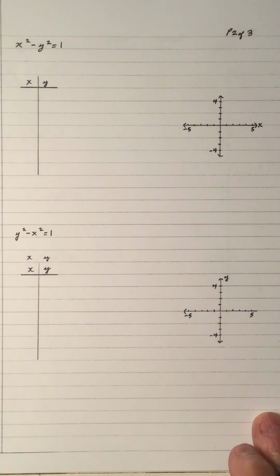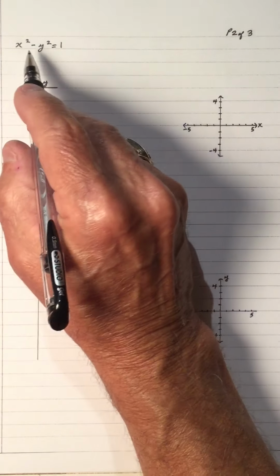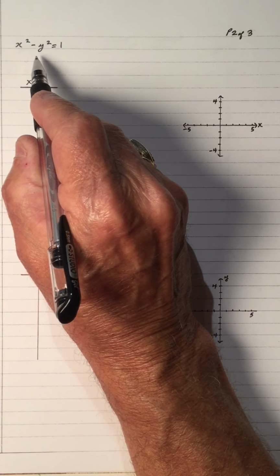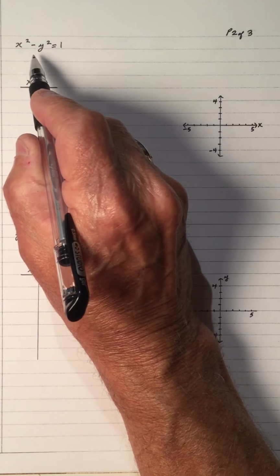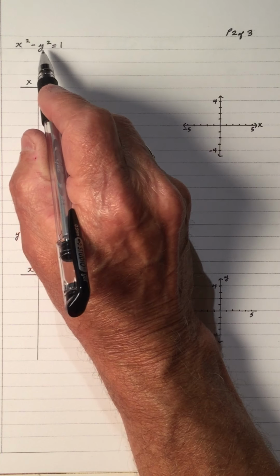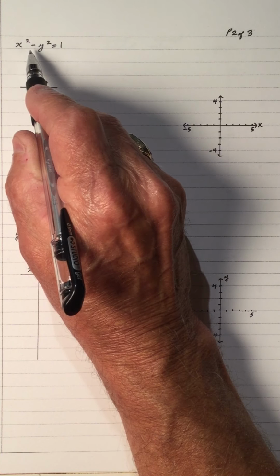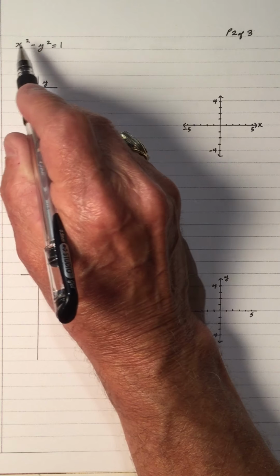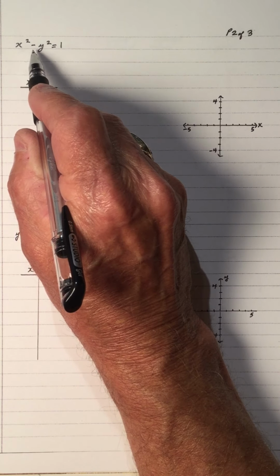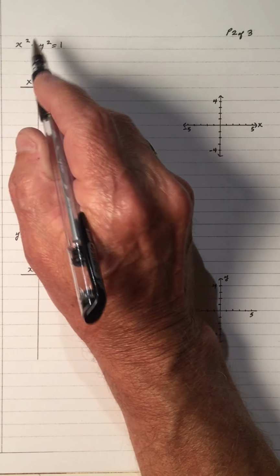Hi, welcome to my video on the transformational form of a hyperbola with center 0, 0. We have an equation here, x squared minus y squared equals 1. Notice that you have x squared, y squared with a minus sign. There's a plus on the x and a minus on the y, so this is what we call a hyperbola.